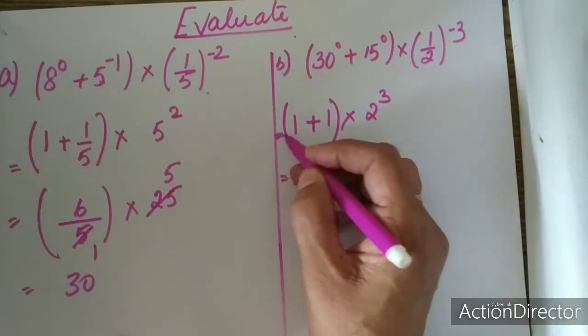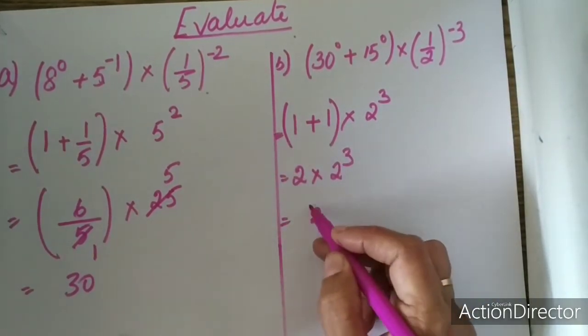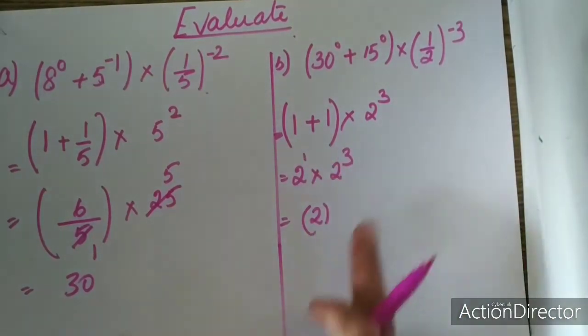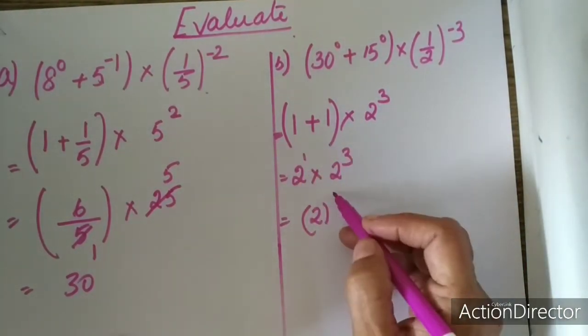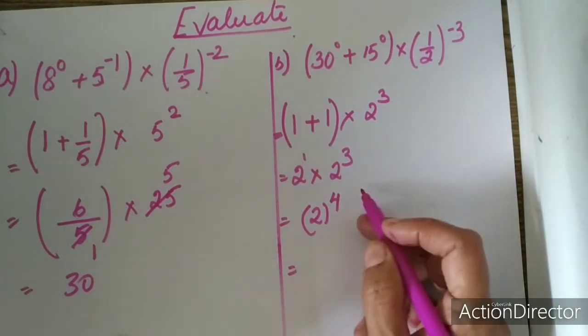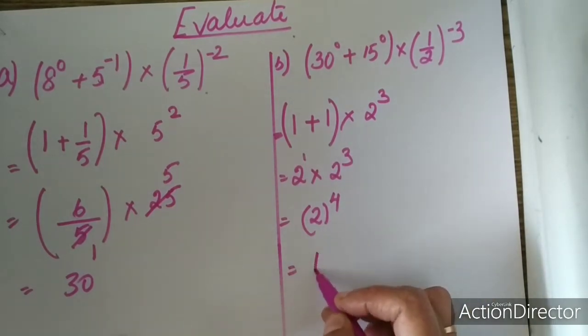Here I can apply the law over here. So 2 raised to the power of, here it is 2 power 1, 1 plus 3 is 4. So what is 2 power 4? 2 power 4 is 16.